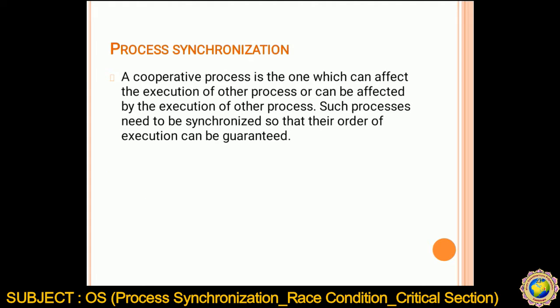Next, process synchronization. A cooperative process, as we have already seen, can affect the execution of another process or be affected by the execution of another process. Such processes need to synchronize so that their order of execution can be guaranteed. There might be a conflict in the execution of the processes, and that's why we have to synchronize them.